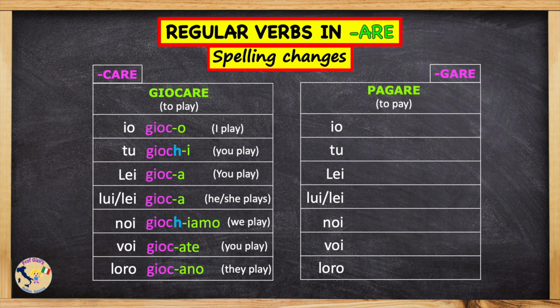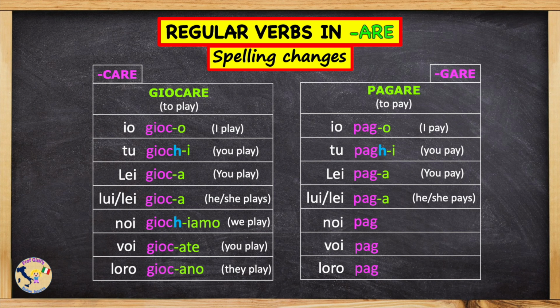Verbs ending in gare, like pagare, are conjugated in the same way as verbs ending in care. The root of these verbs ends with consonant g with a hard sound g, and this must be kept across all conjugated forms. So the present indicative of pagare is io pago, tu paghi, lei paga, lui paga, lei paga, noi paghiamo, voi pagate, loro pagano.